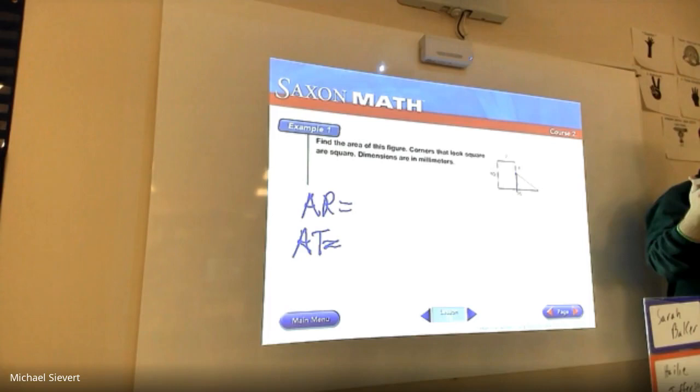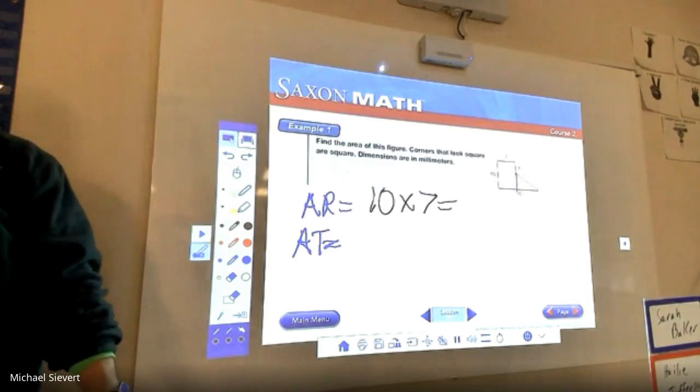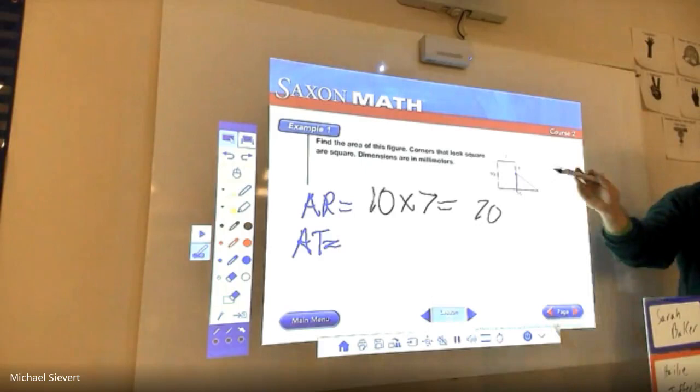Kyla? Length times width. Josiah, can you name the length times width? 10 times 7. Someone said it without raising their hand. But who can actually with a strong silent hand? William? It'll be 70. So inside this rectangle, it's 70.